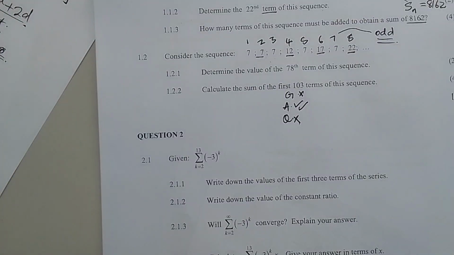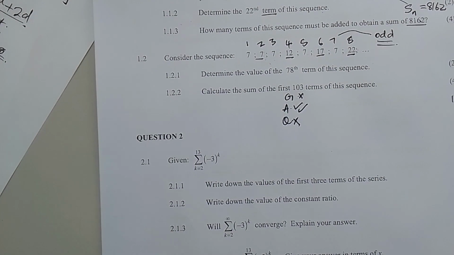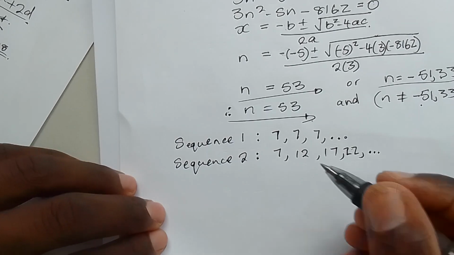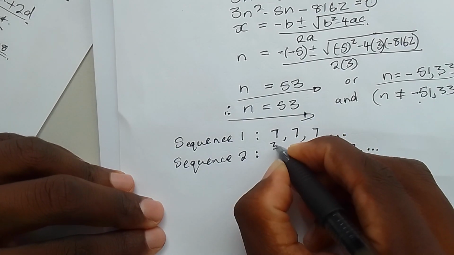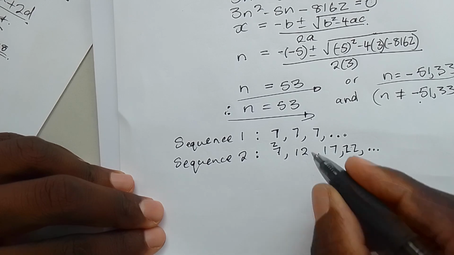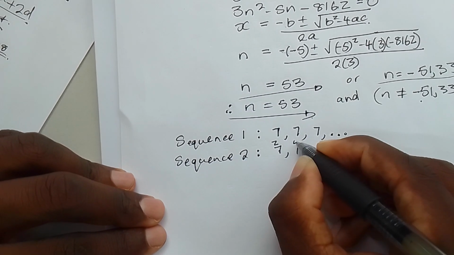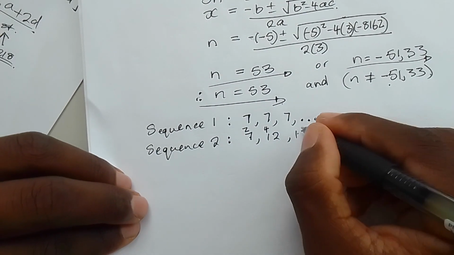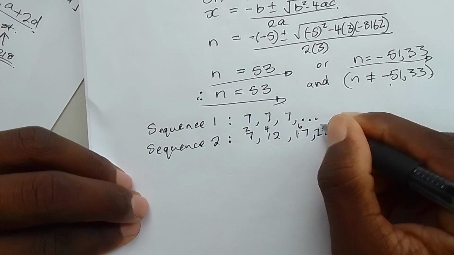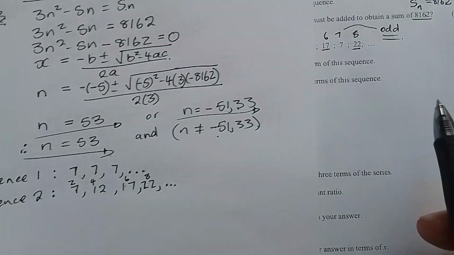Now, let's see a pattern here. This, according to the original sequence, is term number 2. This, according to the original sequence, is term number 4. And this, according to the original, is term number 6. And this is 8, right?